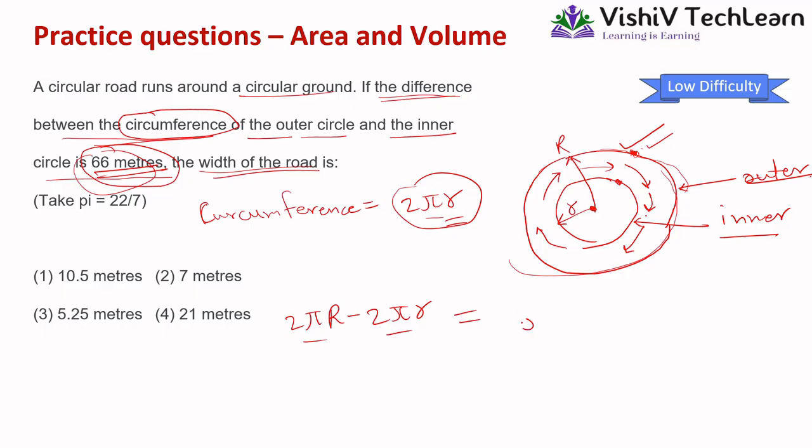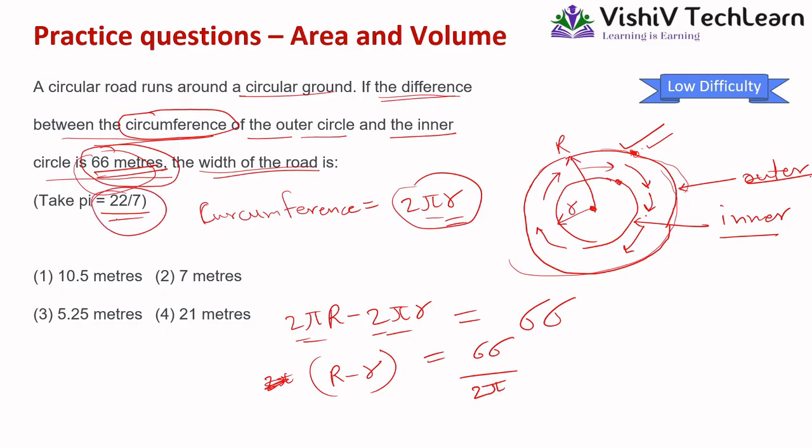This difference is equal to 66 meters, that we can take here, and we can consider pi as 22 by 7. So 2 pi we can take common, and instead of writing it over here, I will mention it on this side, 66 upon 2 pi. The value of pi we have to consider as 22 by 7, so let's write it down, 66 upon 2, and since it is 1 upon pi, 22 by 7, in reverse it will be 7 by 22. Since pi is in the denominator, we can reverse it.